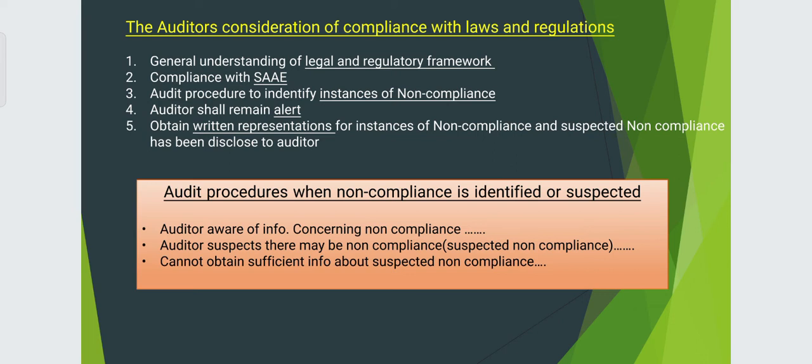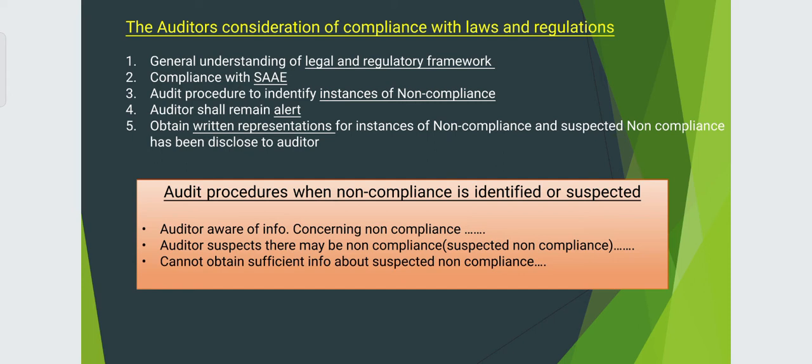The second point is compliance with sufficient and appropriate evidence. So the auditor should obtain sufficient and appropriate evidence regarding compliance with the provisions of those laws and regulations that have direct effect on the determination of material amounts and disclosures in the financial statements. The third is the audit procedures to identify instances of non-compliance. The auditor shall perform audit procedures to identify instances of non-compliance with other laws and regulations that may have a material effect on the financial statements.